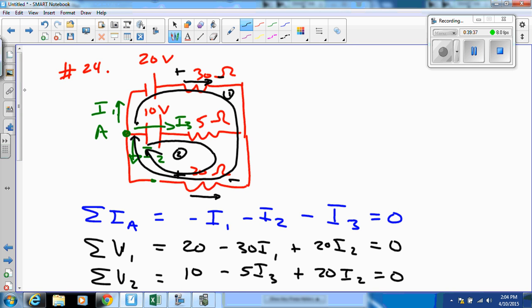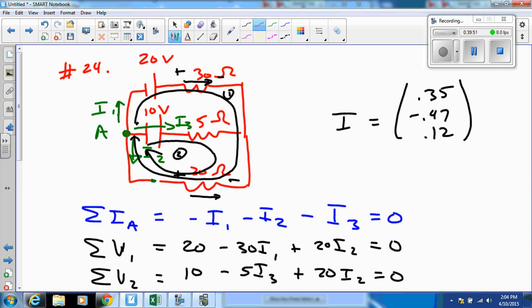I want to take a minute to talk about how we would check this. 4.7 and 0.12. Here's the way that I'm going to check this. The first thing that I'm going to check is that all of my currents should add up to 0 coming out of here. And because I'm taking them all as going out, what I'm checking is that minus that, plus minus that, plus minus that adds up to 0. And you can do that in your head. 0.12, 0.35 add up to 0.47. That cancels with the minus 0.47. Our currents are good.